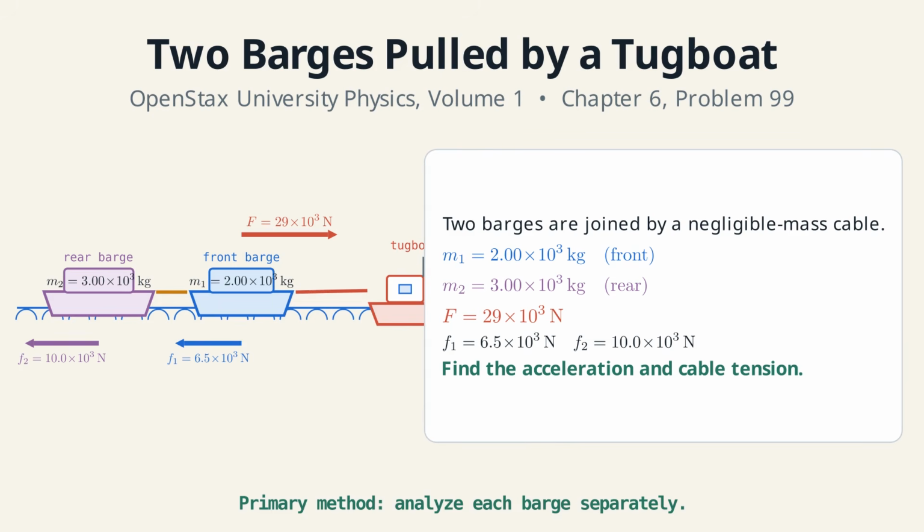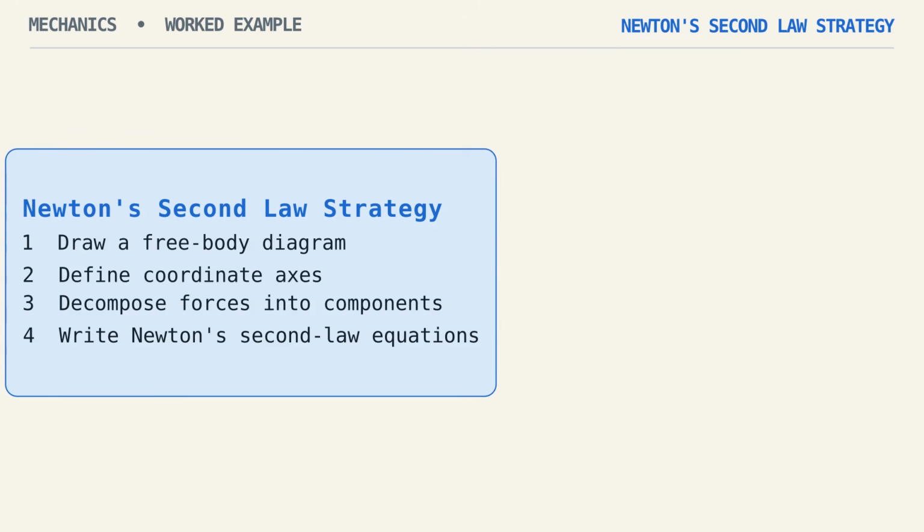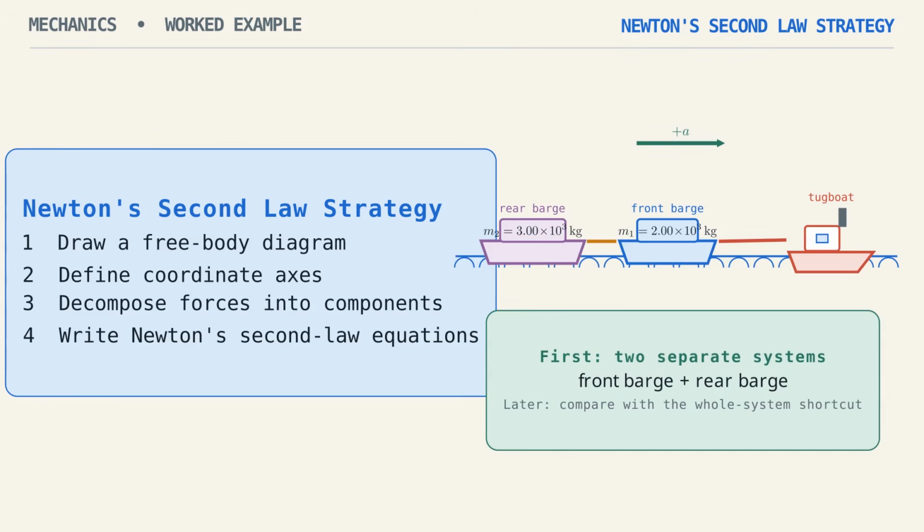We need the common acceleration and the tension in the connecting cable. Use the full Newton's second law strategy. First, draw a free body diagram. Second, define coordinate axes. Third, decompose forces into components. Fourth, write Newton's second law equations. We will complete that strategy for the two barges separately. This method gives both requested quantities and remains useful when a problem becomes more complicated. Only after the complete solution will we compare it with whole system reasoning.